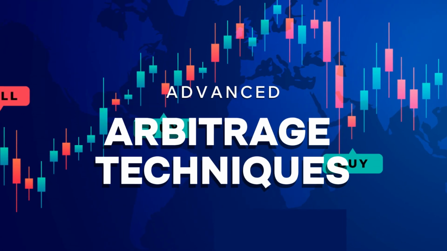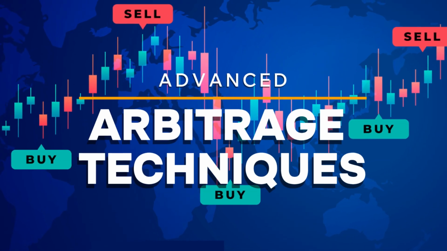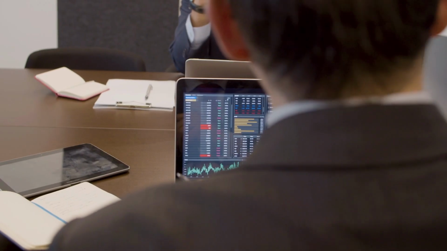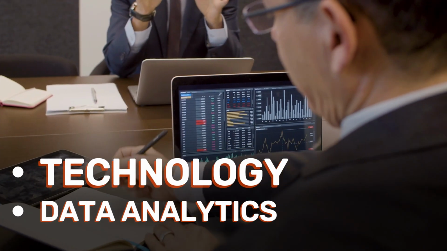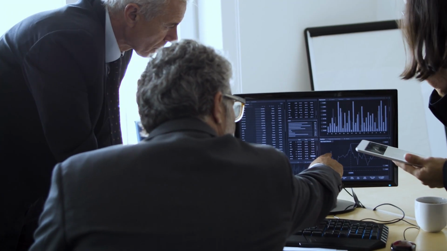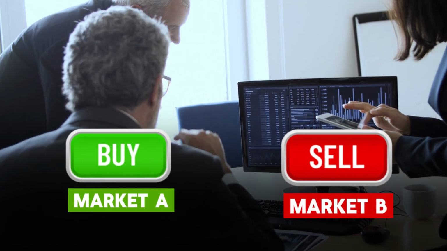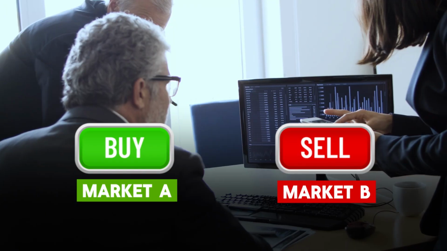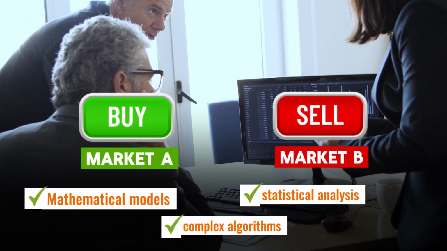Advanced arbitrage techniques. Arbitrage trading, while inherently designed to exploit inefficiencies in financial markets, has become increasingly sophisticated with the evolution of technology and data analytics. Traditional arbitrage techniques, like buying an asset in one market and selling it in another for a profit, have given way to advanced strategies that involve mathematical models, statistical analysis, and complex algorithms.